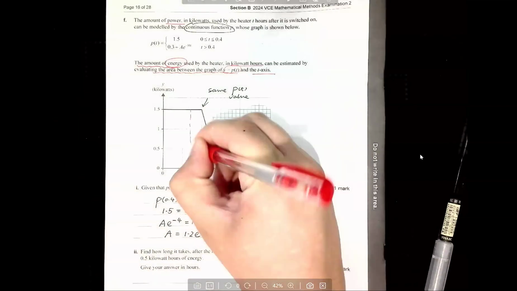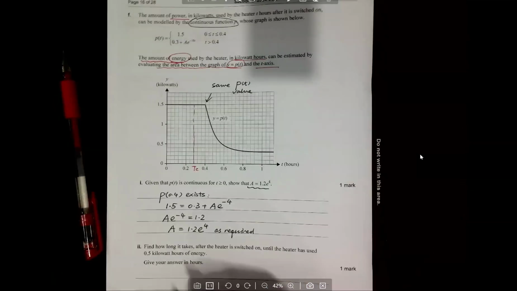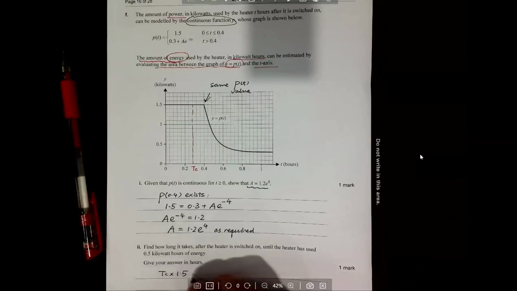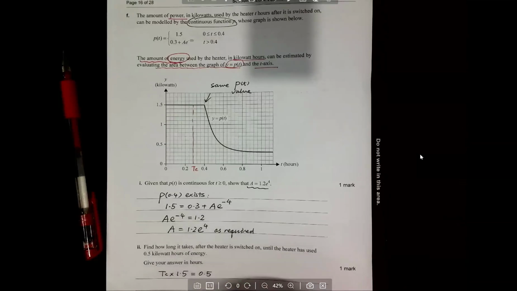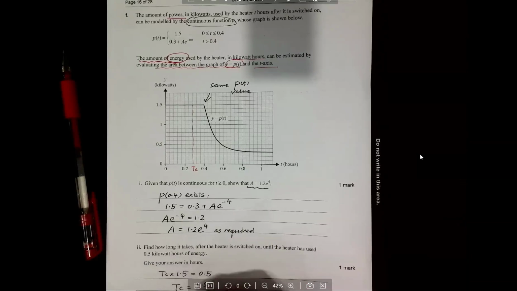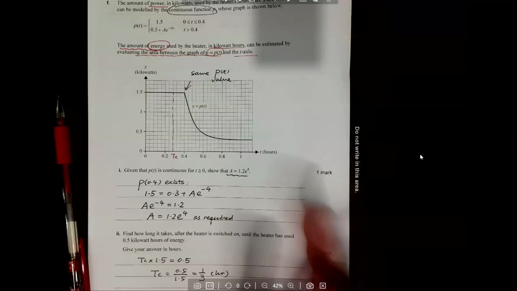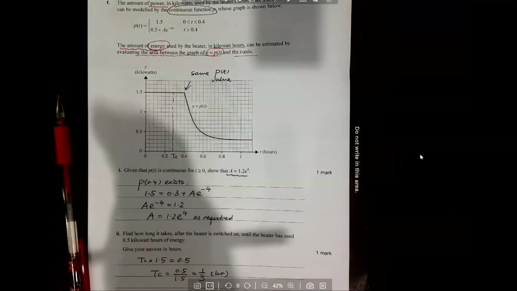Up to a certain point, for example, let's say a particular time tc here, this area of rectangle will give you 0.5 kilowatt hours of energy. That means tc times 1.5 equals 0.5. Therefore, tc equals 0.5 divided by 1.5, which is 1/3. In this case, the question did not give us any rounding instruction. That's why you need to write the exact answer, not like the two questions before. They ask you for 2 decimal places, 3 decimal places, okay?